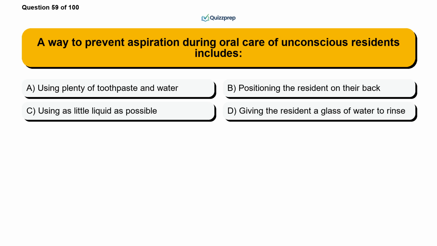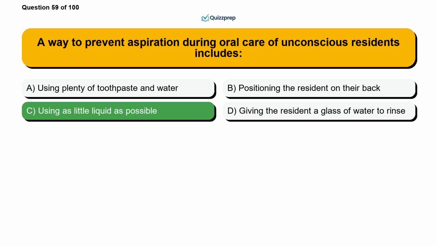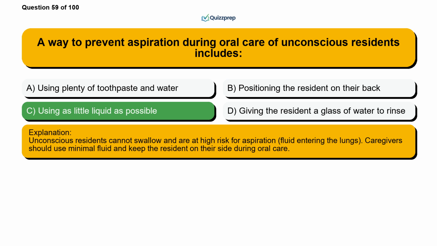Question 59. A way to prevent aspiration during oral care of unconscious residents includes: option A, using plenty of toothpaste and water, option B, positioning the resident on their back, option C, using as little liquid as possible, option D, giving the resident a glass of water to rinse. The correct answer is option C, using as little liquid as possible. Unconscious residents cannot swallow and are at high risk for aspiration, fluid entering the lungs. Caregivers should use minimal fluid and keep the resident on their side during oral care.